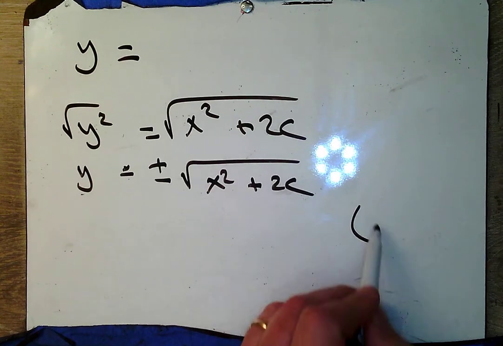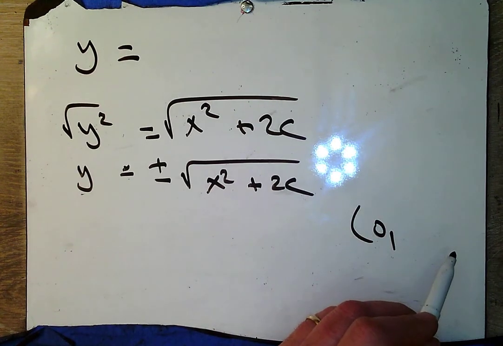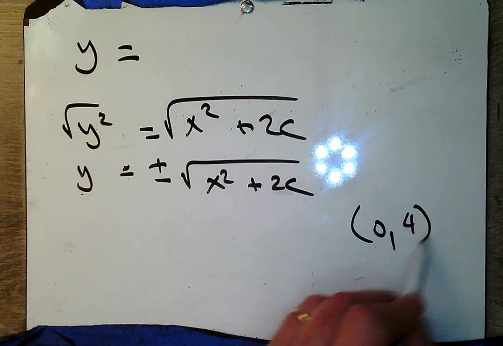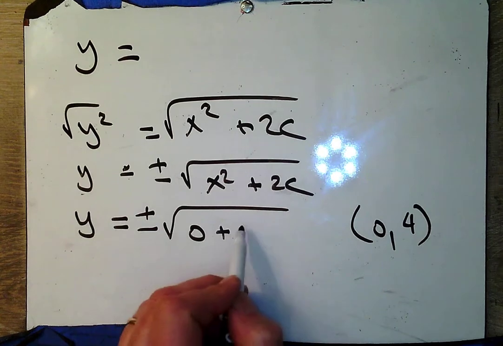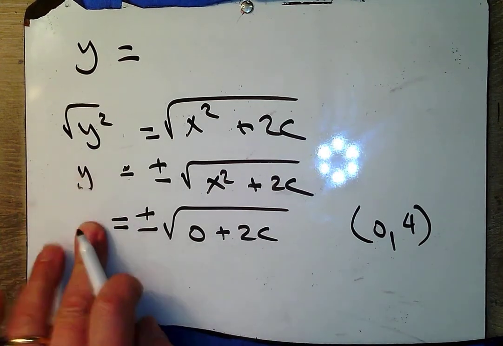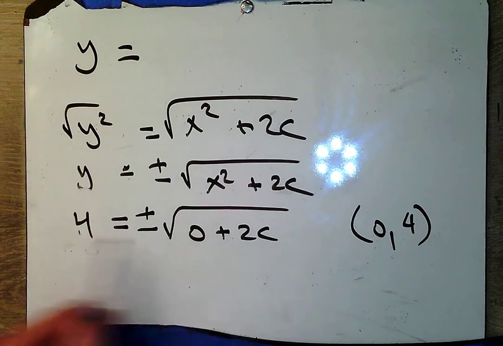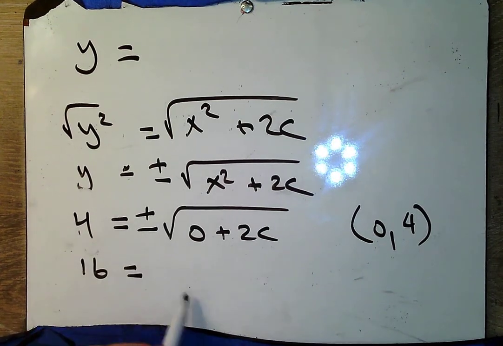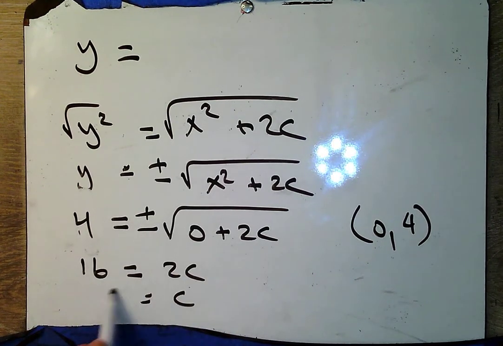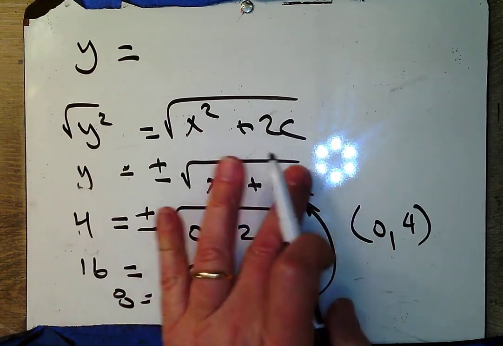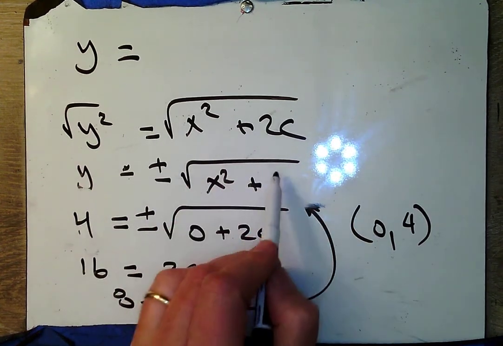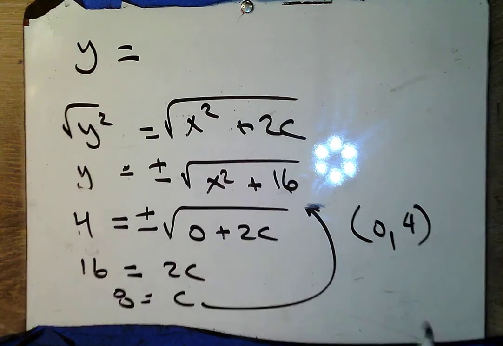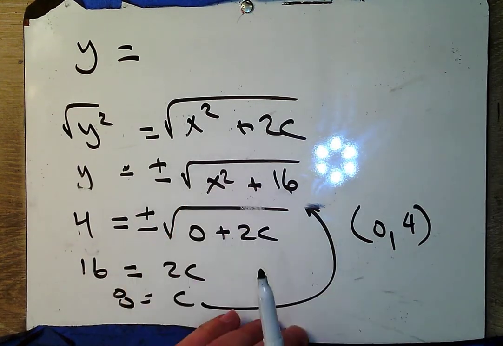So, for example, 0, 4. So, y equals plus or minus square root 0 plus 2c. Oops, I'm supposed to put a 4 here. Let's square both sides. 16 equals 2c, and c equals 8. Okay, not done though until we plug that initial condition value for c back in. And we're going to have 2 times 8 or 16. Okay. This is not a semicircle, by the way.